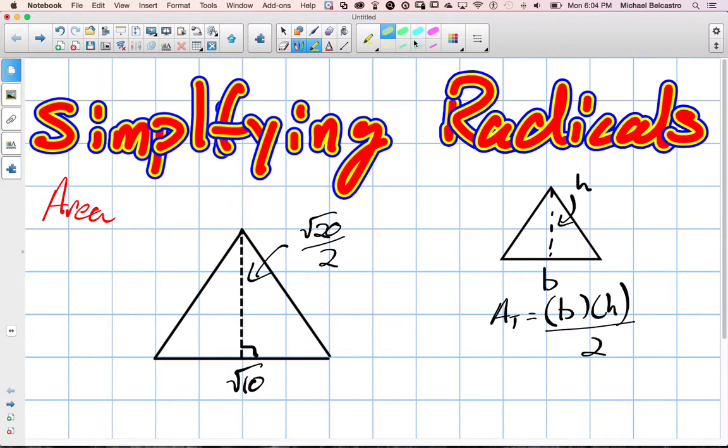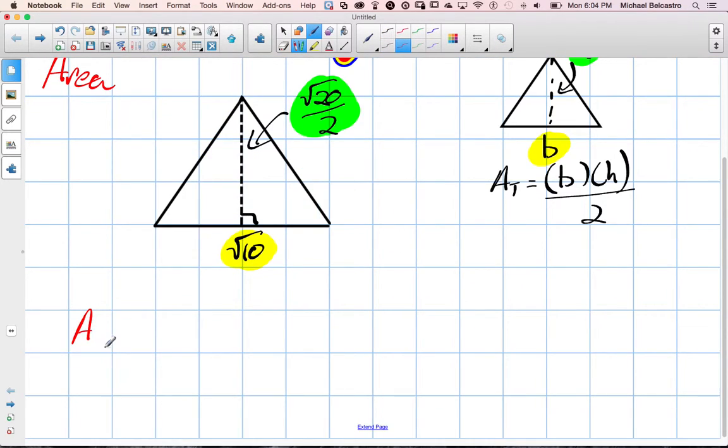We have a base. Our base in this question is root 10. We have a height. Our height in this question is root 20 over 2. So we're going to build an area here. The area of a triangle is equal to base times height. Instead of writing base, we're going to write root 10, and we're going to replace the height with root 20 over 2.